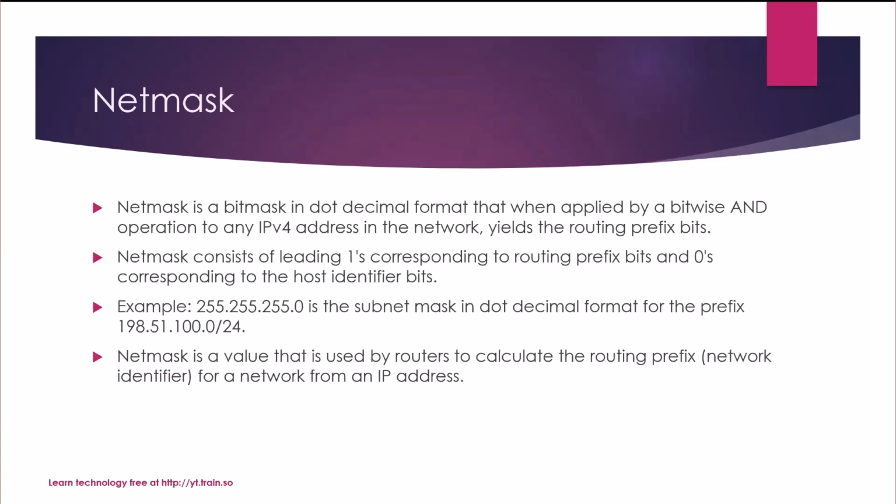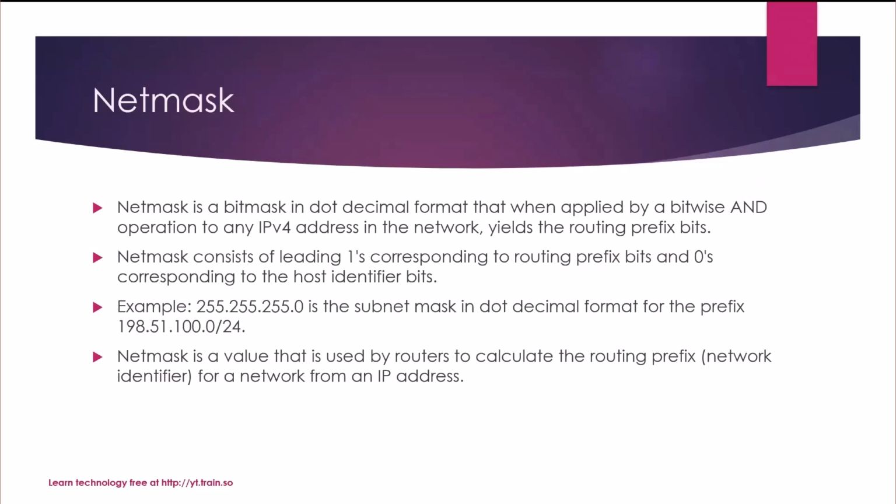It's again mathematics. So net mask consists of leading ones corresponding to root bits and zeros corresponding to the host identifier bits. So you know a little bit of binary addition, right? What is 1 and 1? 1. What is 1 and 0? 0. Basically, with this operation, we can get the routing prefix.